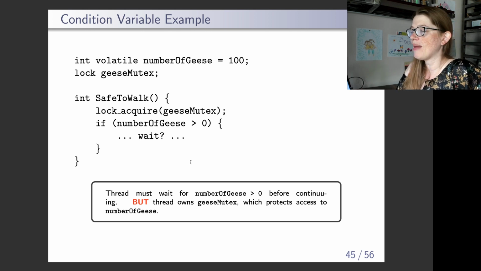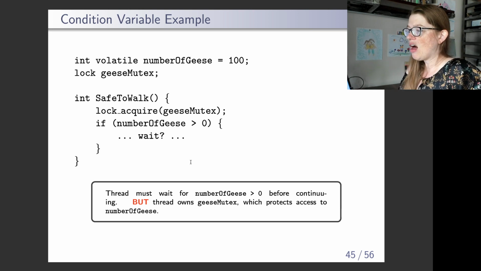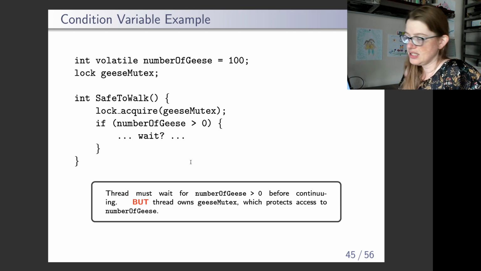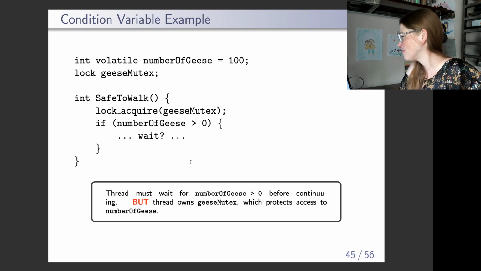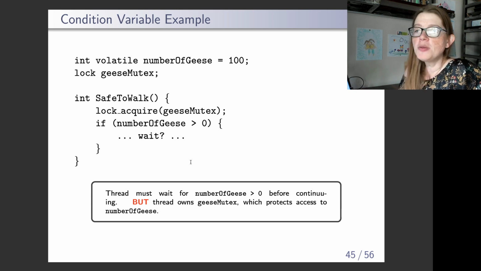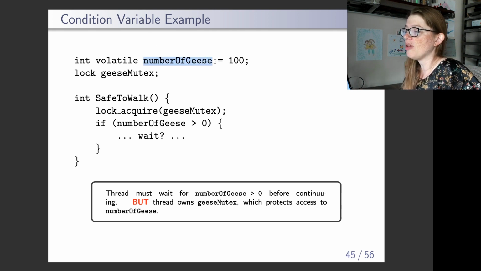So how do we actually implement it? Well, let's start by just trying to implement this with a lock. So let's suppose you're trying to write some web app to help students who are on campus walk to their classes. Obviously, the slides were made when we had in-person classes. So in order for it to be safe to walk on your path, there cannot be any geese on the path. So I'm going to have a variable, a global, called the number of geese on your path. And right now it's 100.